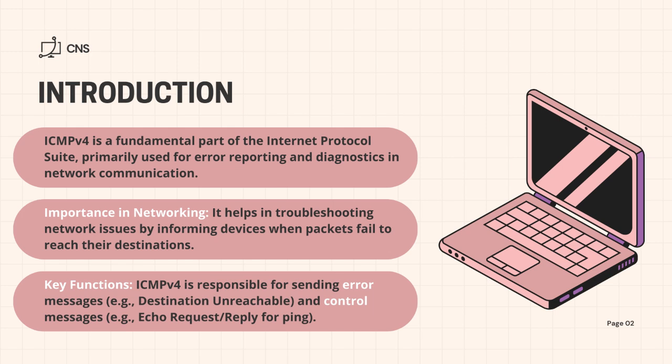For example, if you try to access a website and the server is down, ICMP sends a message back informing your computer that the destination is unreachable. Think of it like a postal system. If you send a letter to a wrong address, the postal service returns it to you with a note saying address not found. ICMP is responsible for sending error messages such as destination unreachable and control messages such as echo request or reply for a ping.